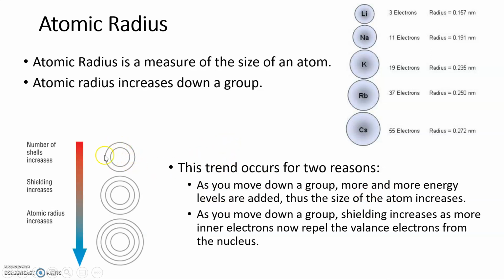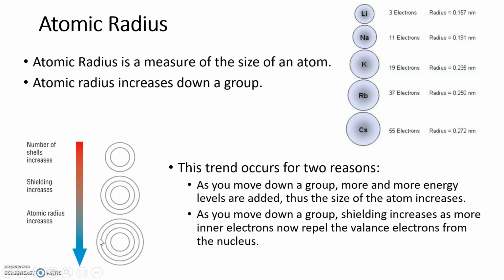Lithium only has 2 energy levels. It's like drawing 2 circles. They're not going to be as big as, say, potassium, which has 4 energy levels. So it's going to be a lot bigger just because it has more energy levels. So that's one reason.